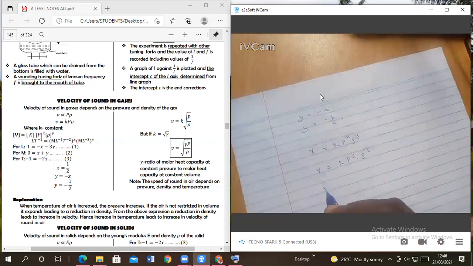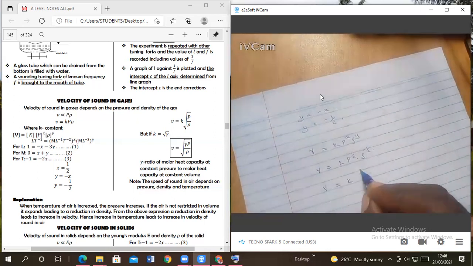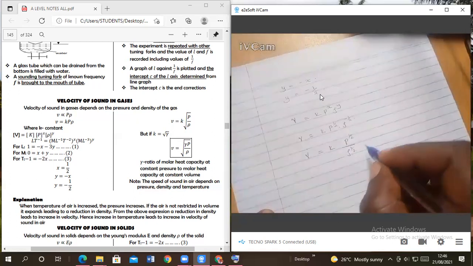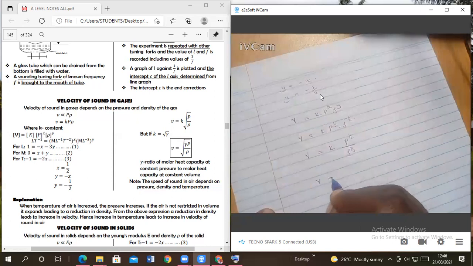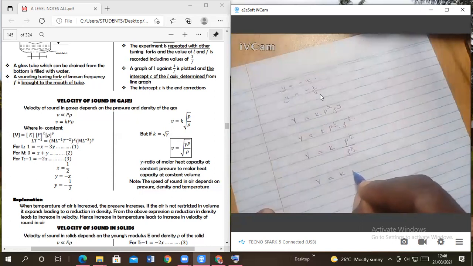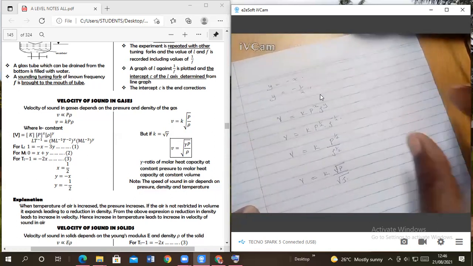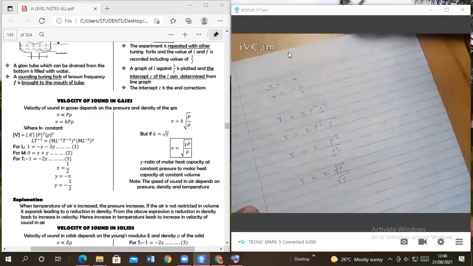So this one implies that V is equal to K. So I can write P to the power half over rho to the power half. Is it okay? So this one is the same as V equals K, the square root of P over the square root of rho, isn't it? Half means square root.